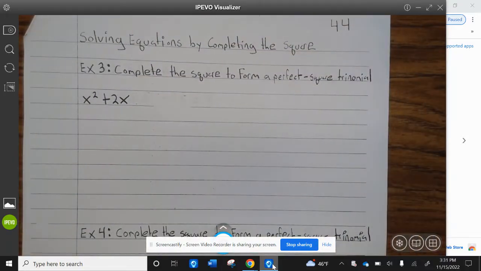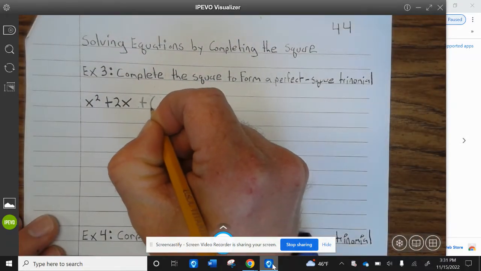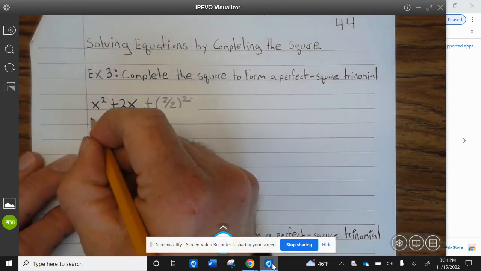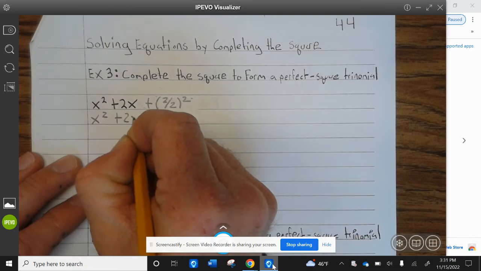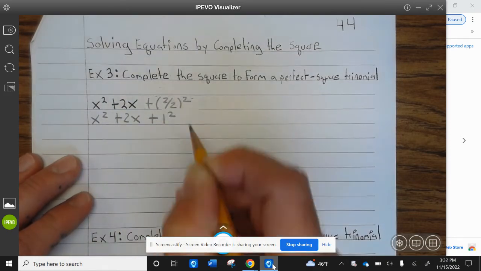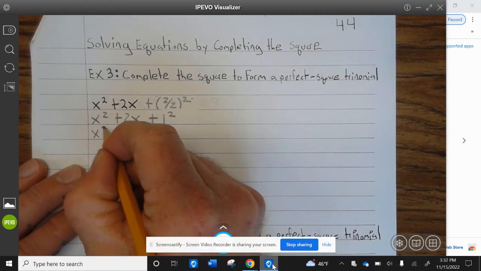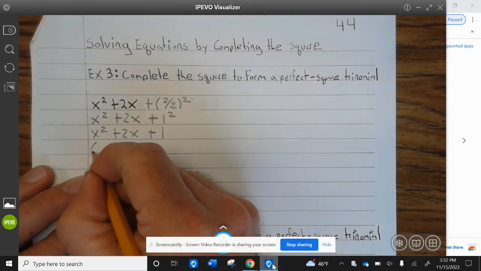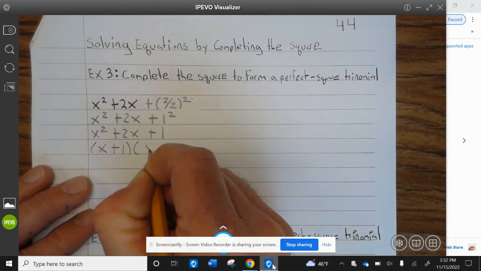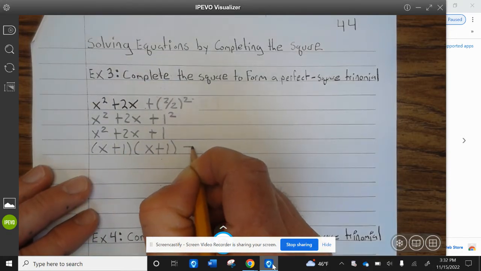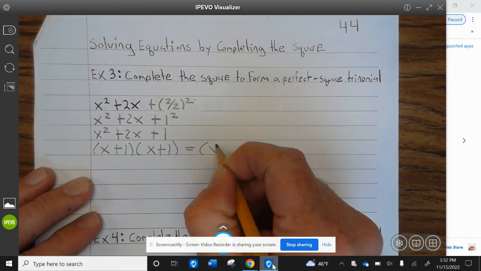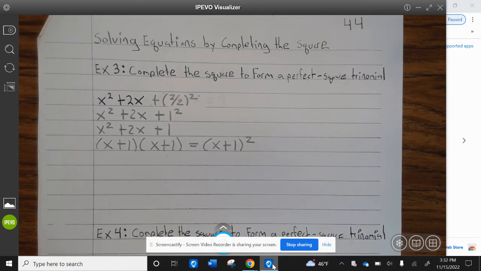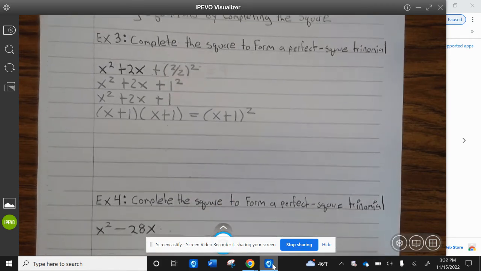All right, example 3. So we're going to start by adding 2 divided by 2 squared, which is x squared plus 2x plus 1 squared, which is x squared plus 2x plus 1, which can be factored as x plus 1 times x plus 1, which can be rewritten as x plus 1 squared. All right, go ahead and finish up example 3.